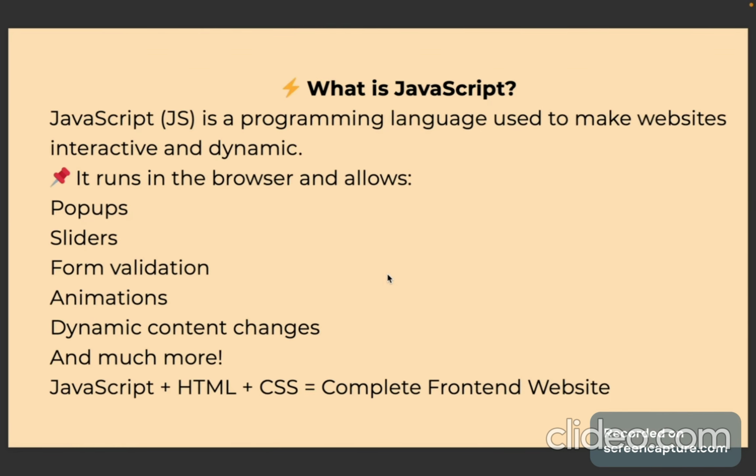What is JavaScript? JavaScript is a very popular programming language. It is a programming language used to make websites interactive and dynamic, right? It runs in the browser and allows things like pop-ups, sliders, form validation, animation, dynamic content change, and much more, right? So JavaScript plus HTML plus CSS is equal to a complete front-end website, right?